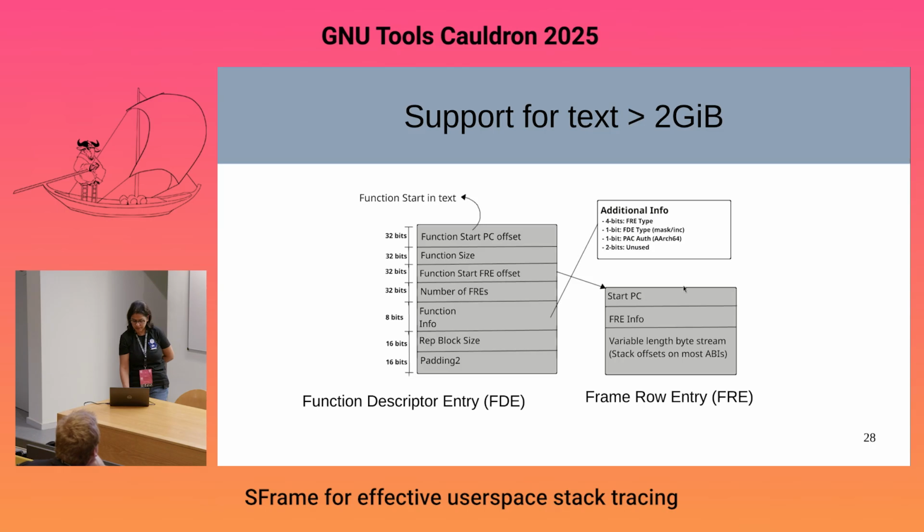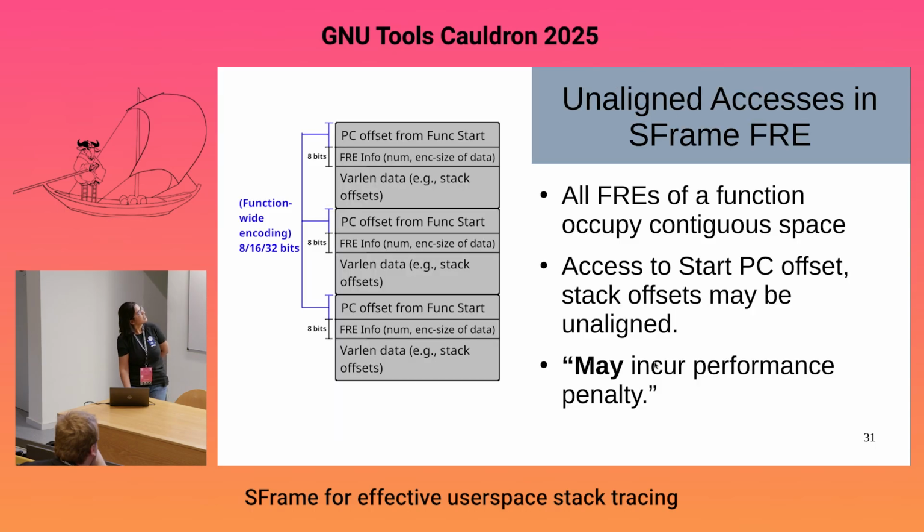offsets. So this is an FRE. Okay, going back. Each FDE had an offset, and this is one FRE. You indicate the start PC of a particular blob of stack trace data, and some information on how to access the varlen stream, which basically contains those stack offsets, right? And for each function, you have a series of these FREs in a contiguous block of data. So in summary, yes, there are unaligned accesses. They are coming from the PC offset in this field here, and the varlen data, basically the stack offsets.